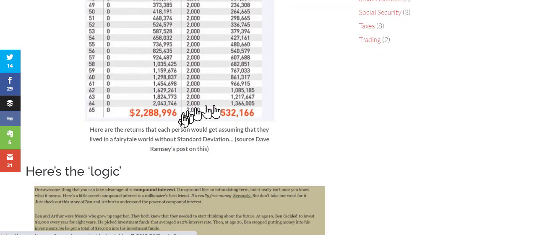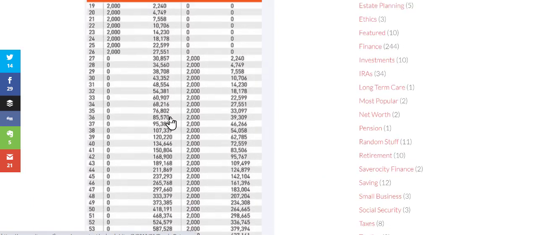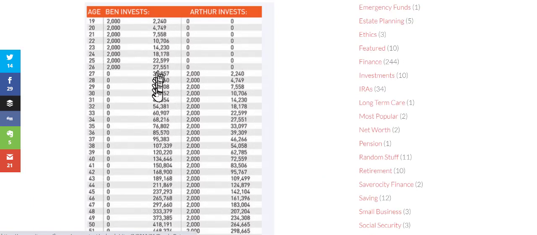If you look at the bottom line, at the end of this, and this is assuming some pretty aggressive interest rates, so don't get too wrapped up in the numbers, because this is probably not very realistic, but the growth is the important part. Ben has almost $2.3 million. Arthur has $1.5 million. I'm not going to cry about having $1.5 million, but obviously starting earlier and seeing how that interest just grows.